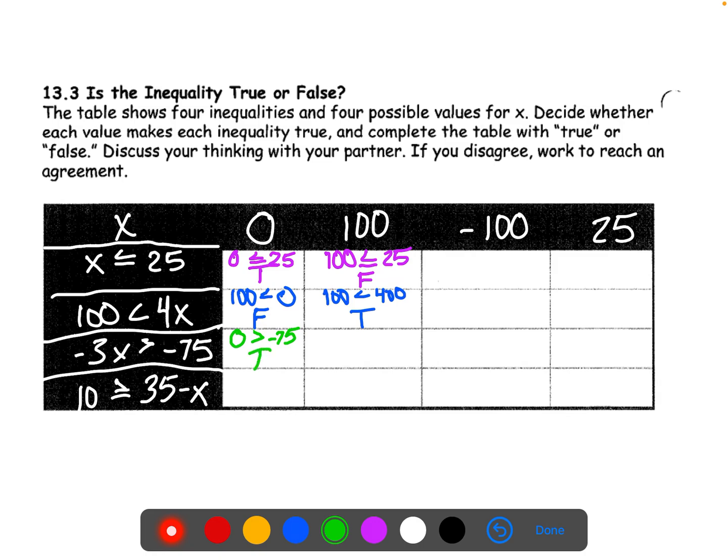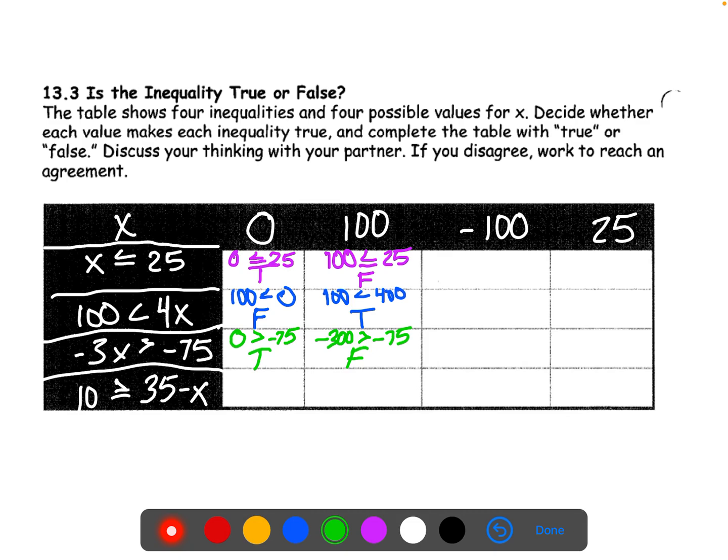But let's try it with 100. So negative 3x, negative 3 times 100, is negative 300. Is that greater than negative 75? Well, with how negative numbers work, these are more negative quantities, so we're getting further negative, we're getting less value. So this is not a true statement, it would be false.